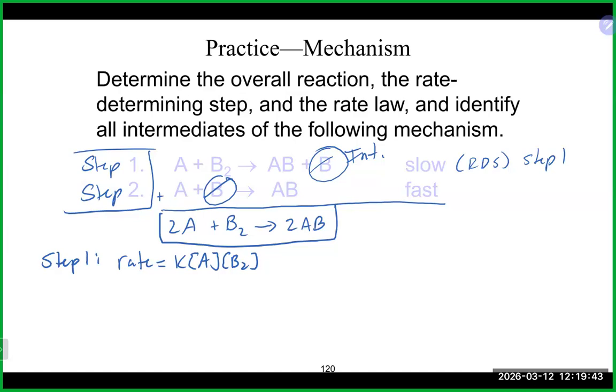It should not, because the rate law for step number 1 is based on the equation in step number 1, and in step number 1 there's only one A. It is not based off the overall reaction. So remember, with the overall reaction, we can't use the coefficient as the exponent. We can only use those coefficients in the elementary steps of the mechanism. Other questions?